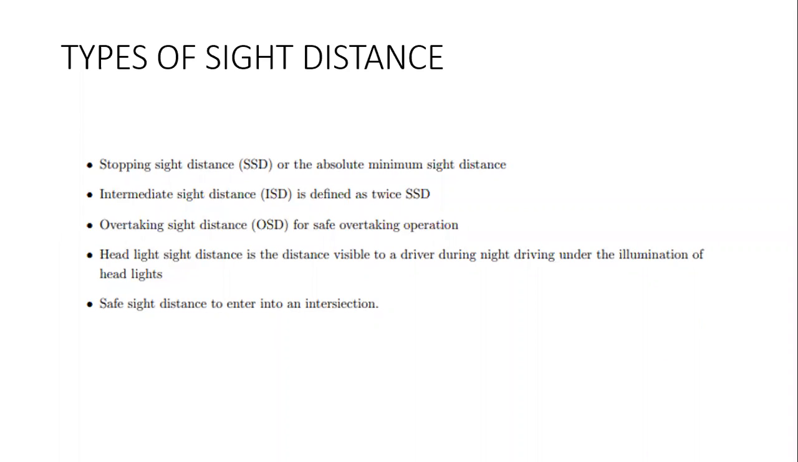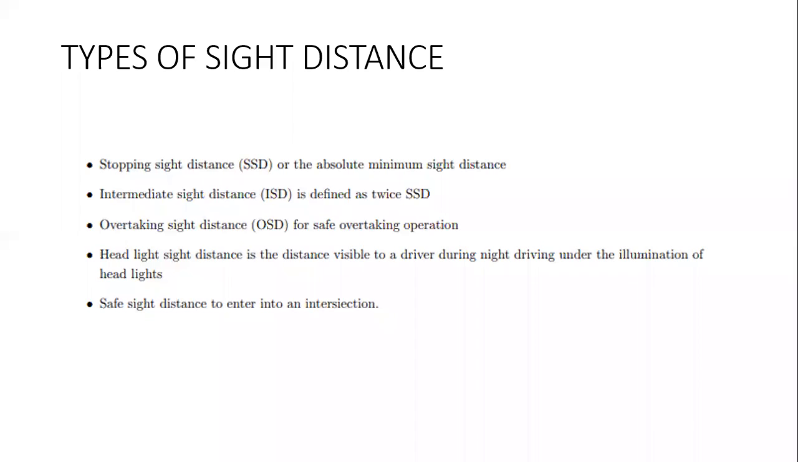So what will happen is you will have a tendency to overtake that slow moving vehicle, correct? How will you overtake this slow moving vehicle ahead of you? You should also make sure that you do not collide with the vehicle coming from the opposite direction, right? So that side distance is called the overtaking side distance.